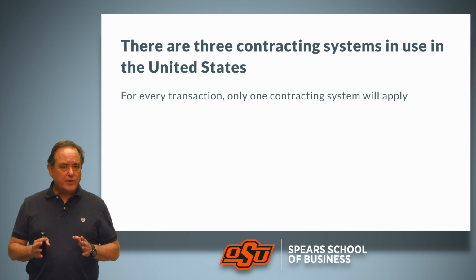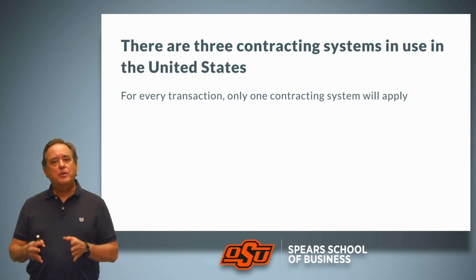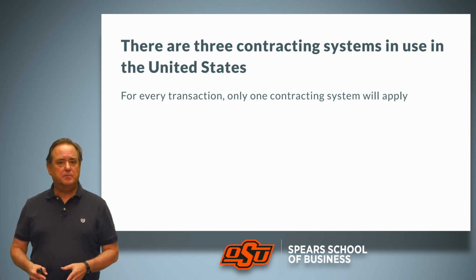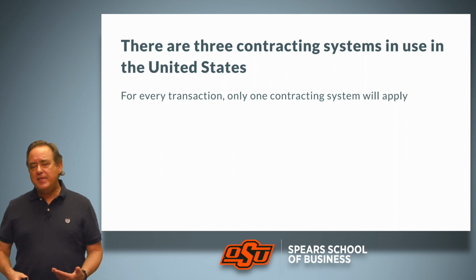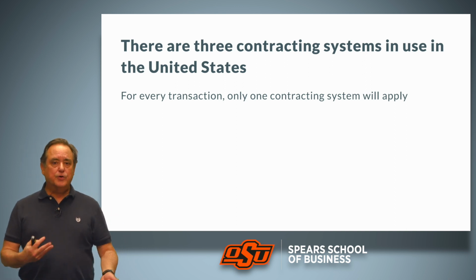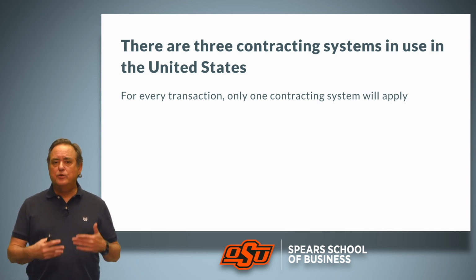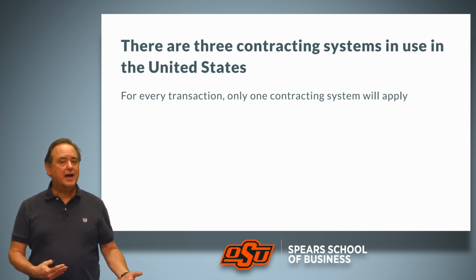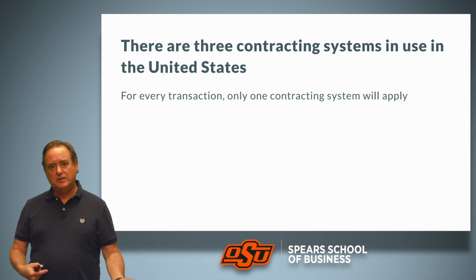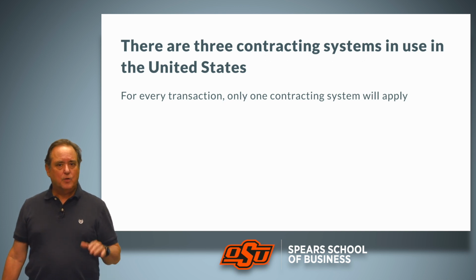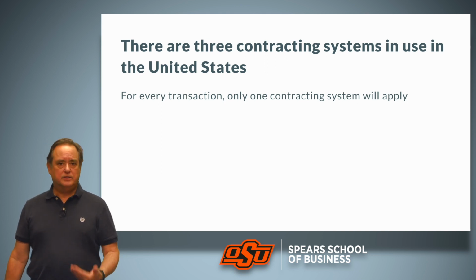Now, for every transaction, only one contracting system will apply. Keep that in mind because on your test we're going to go through a number of different transactions, and I will ask you which contracting system applies to this transaction. And the answer is always going to involve only one contracting system. We cannot have two different contracting systems applying to one transaction.